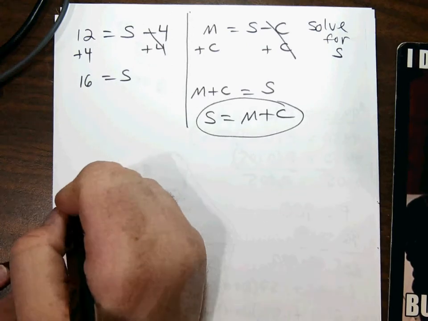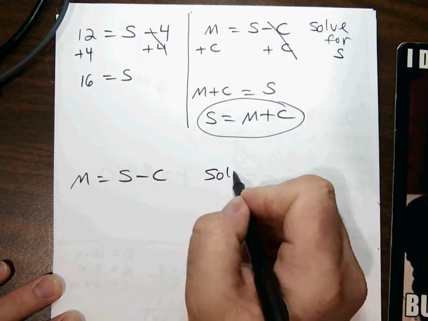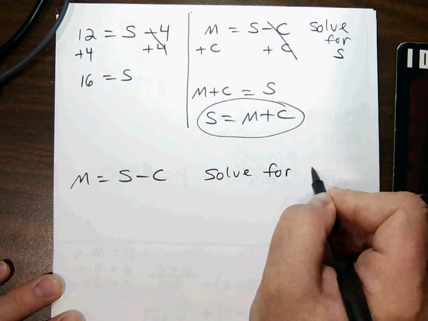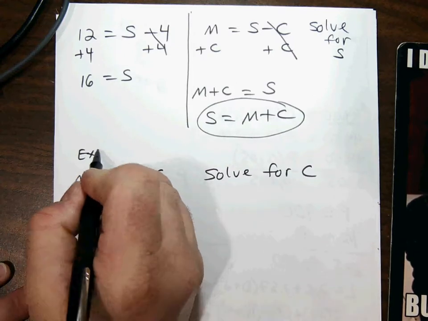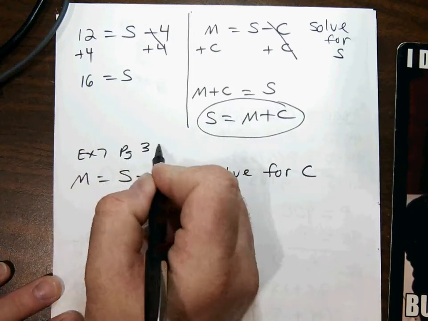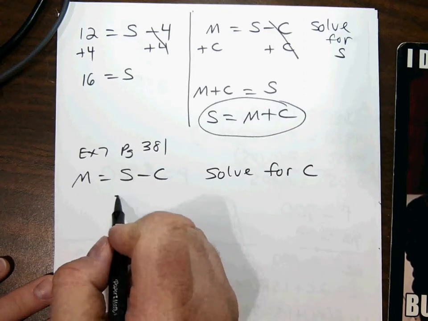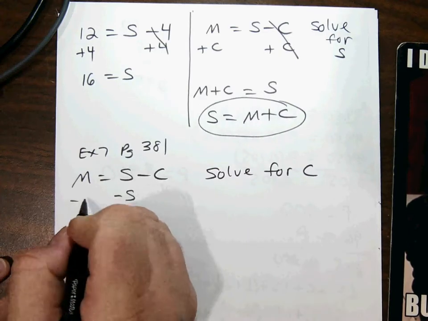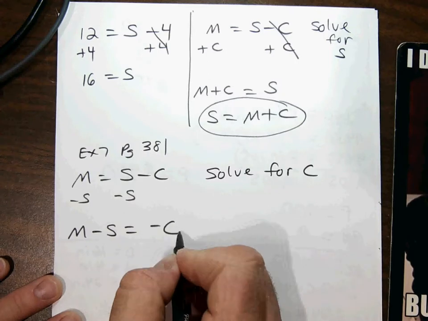Okay, let's look at that same formula. This time, let's solve for C. This is actually example 7 on page 381. Okay. Solve for C. Get C all by itself. So we say, okay, let's subtract the S away. Subtract the S away, so I've now got M minus S equals negative C.